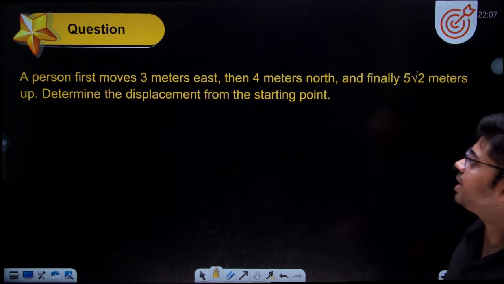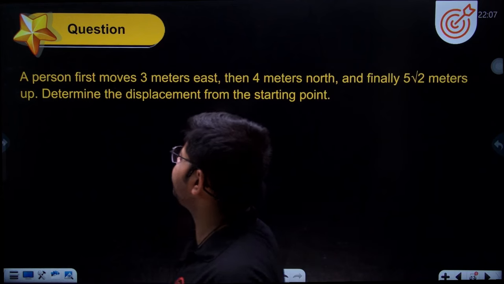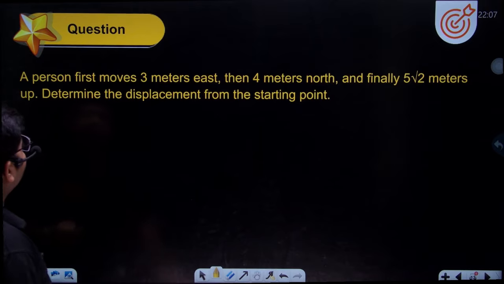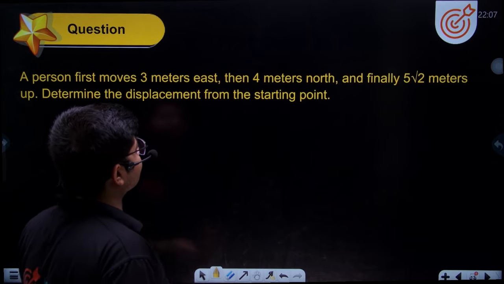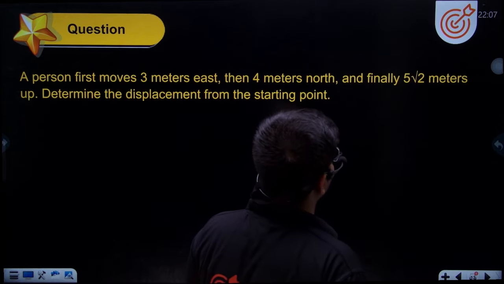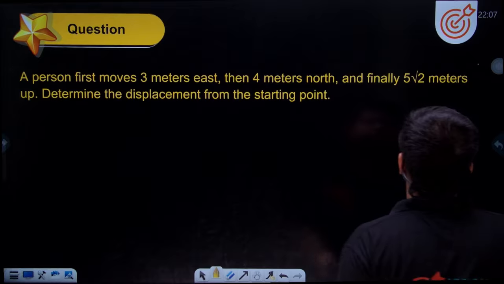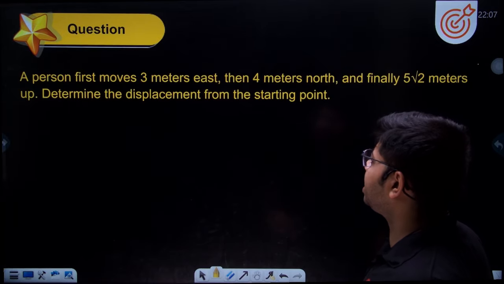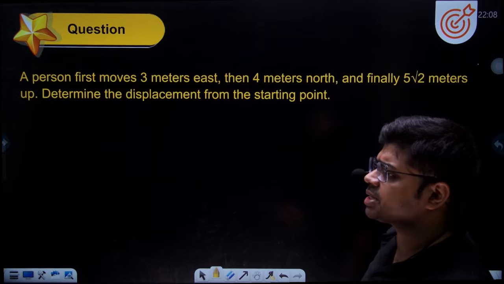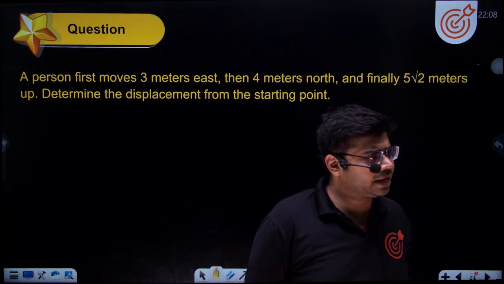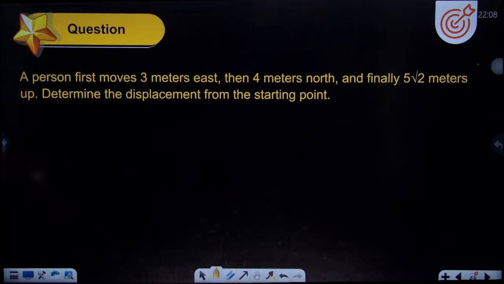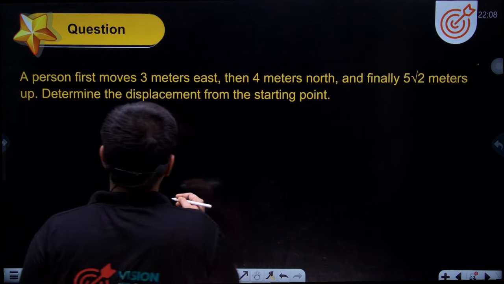Similarly, we have a similar kind of problem where a person first moves 3 meters east, then 4 meters north, and finally 5 root 2 meters up. Determine the displacement from the starting point. Again, they are asking you to find the displacement from the starting point. So let us solve it.